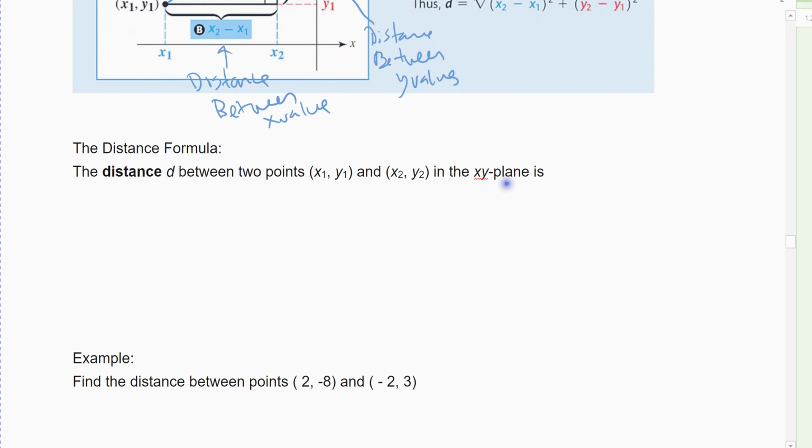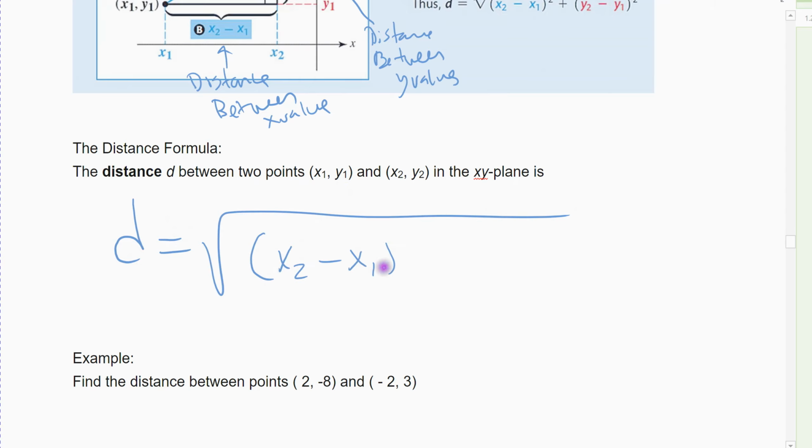Alright, so the distance between any 2 points on an xy plane: d is the square root of the square of the distance between my x values, so I subtract my x values. We take x2 minus x1 and square it, and add to that the square of the distance between my y values, so I take y2 minus y1 and square it. Now, what's y2 and y1? Again, as long as you're consistent, the first values should come from the same point and the second values should come from the same point.